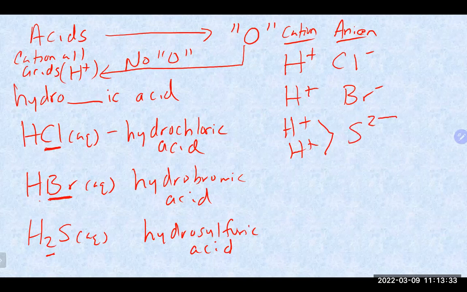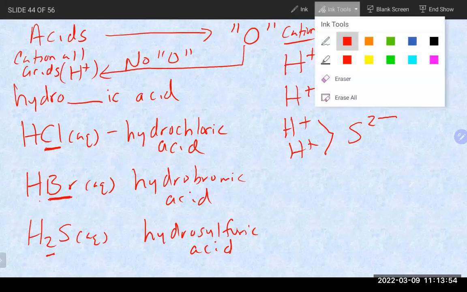So acids are treated like ionic compounds, even though they really do contain two nonmetals, but they are treated like an ionic compound here. And we do want to balance out the charge where the cation is H plus. Any questions on that?